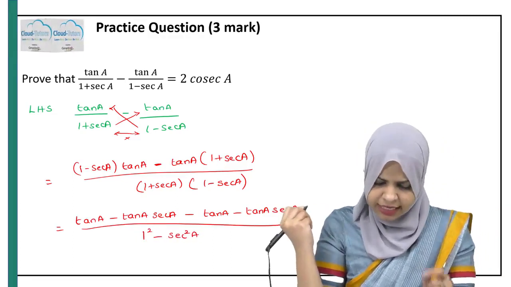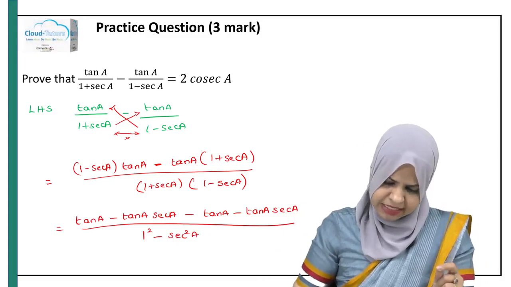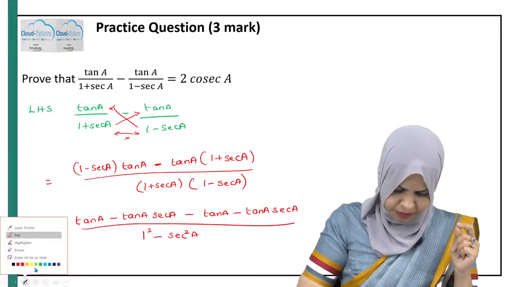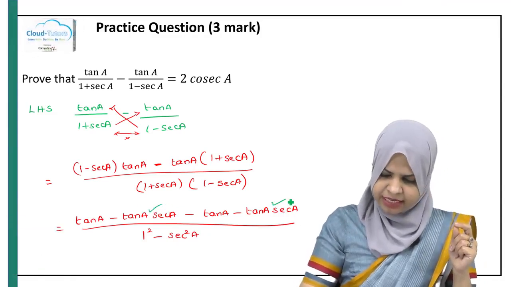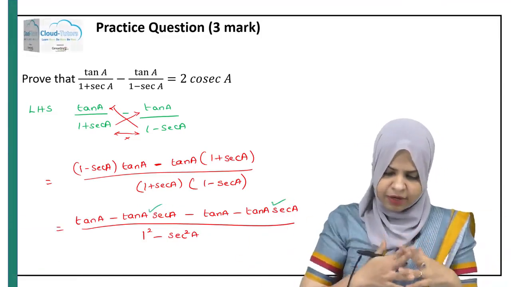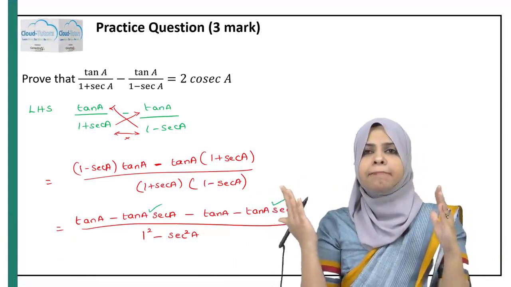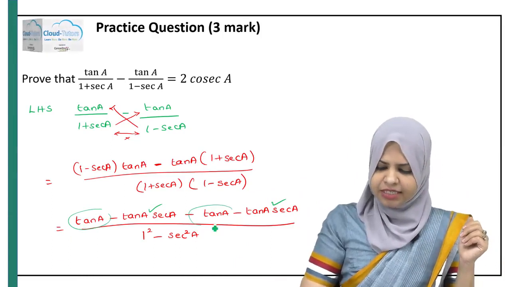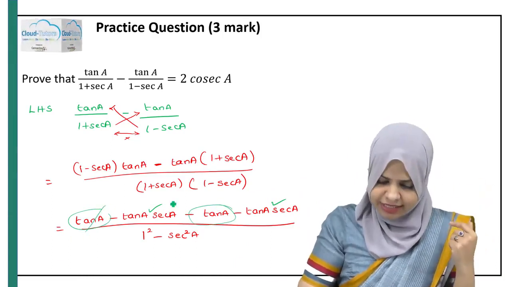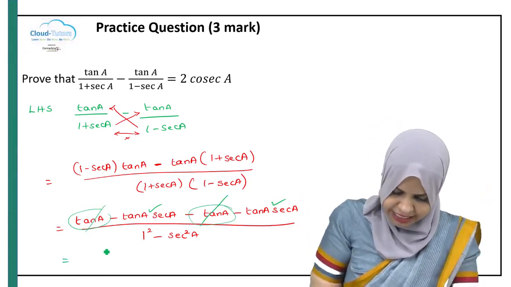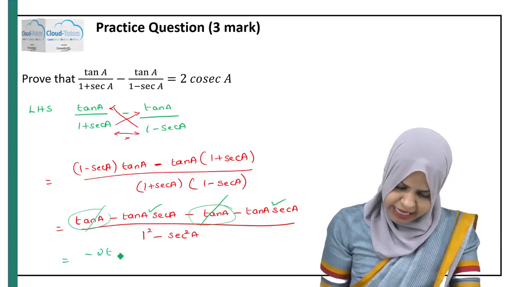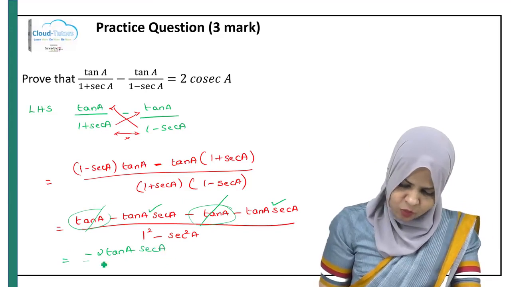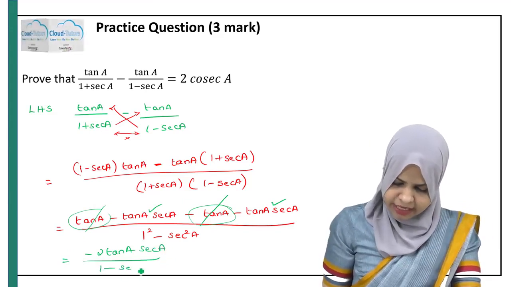Okay, let's simplify. Minus tan A secant A, see here, this tan A secant A, I can add them up. When I add them up, it becomes minus 2 tan A secant A. But what about plus tan A and minus tan A? They cancel out, right? So I would finally get minus 2 tan A secant A by 1 minus secant square A.